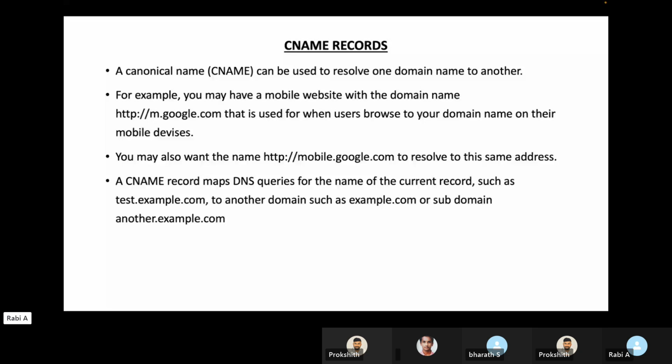For example, you may have a mobile website with a domain m.google.com that is used for when users browse to your domain name on their mobile devices. You may want the name mobile.google.com to resolve to the same address. So let's say you have an application which is running on m.google.com. Now, if I hit m.google.com, it will show me the application. Now, you also want to use mobile.google.com. So if I hit mobile.google.com, it should give me the same application. So I can map this URL with this URL. To map this URL to URL, we make use of your CNAME record.